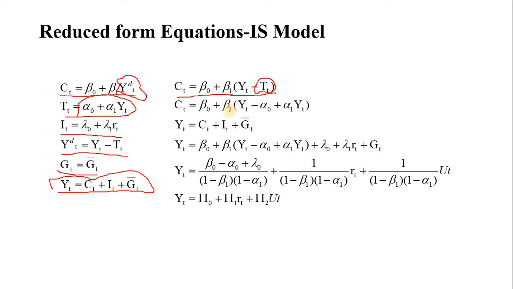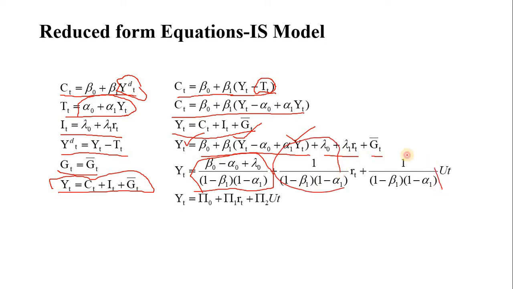Now yt is equal to ct plus it plus gt. Ct is equal to this equation, so yt is equal to this ct, then this it, and this gt. Here also yt is appearing thrice: one yt here, one yt here. So we have to solve for this yt, and when you solve for it you will get this kind of equation. This term will be pi 0, this will be pi 1, this will be pi 2.